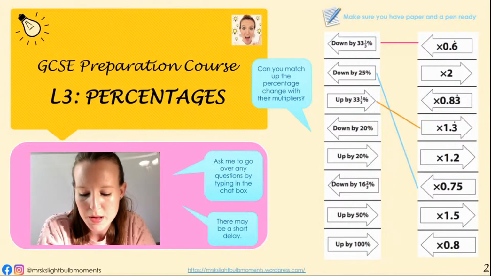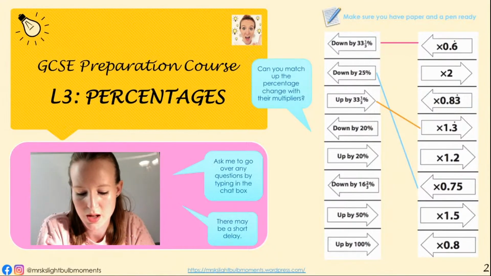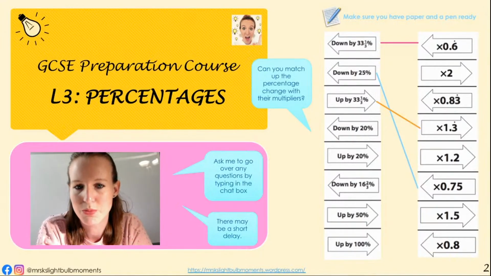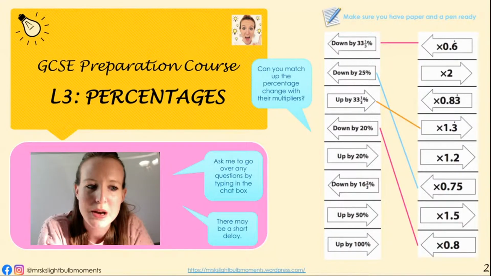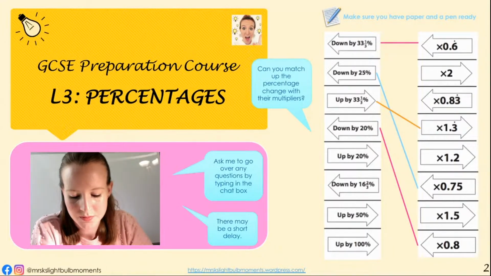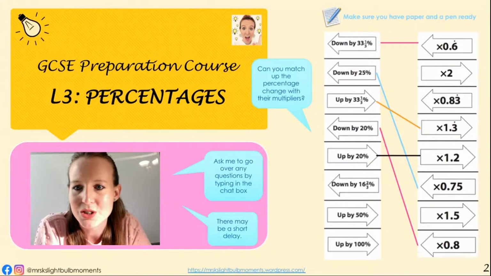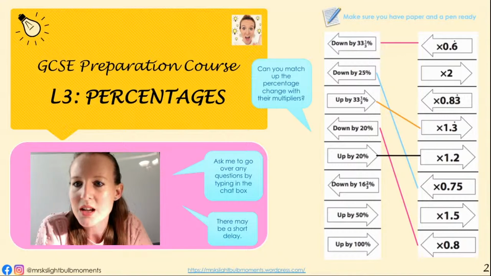If we go up by 33.33%, we are multiplying by 1.3 recurring. So we've got 133.3%. Okay, the next one, down by 20%, is multiplied by 0.8, because if we reduce by 20%, we've got 80% left. Up by 20% should be multiplied by 1.2, because we've now got 120%, and that as a decimal is 1.2.